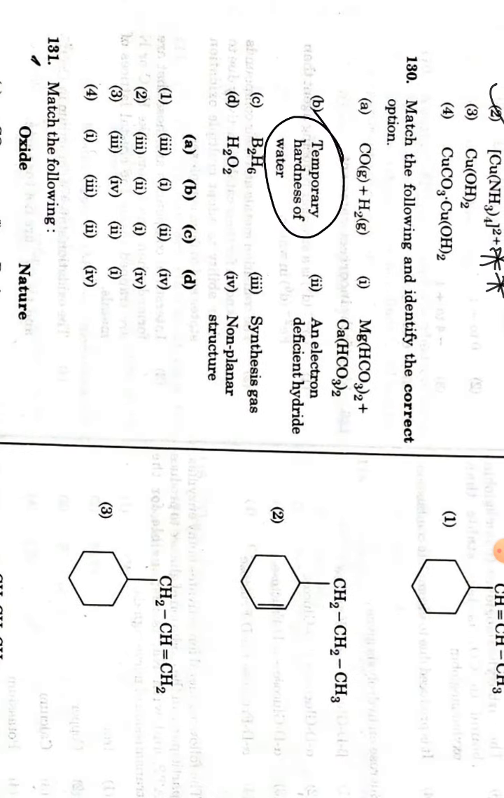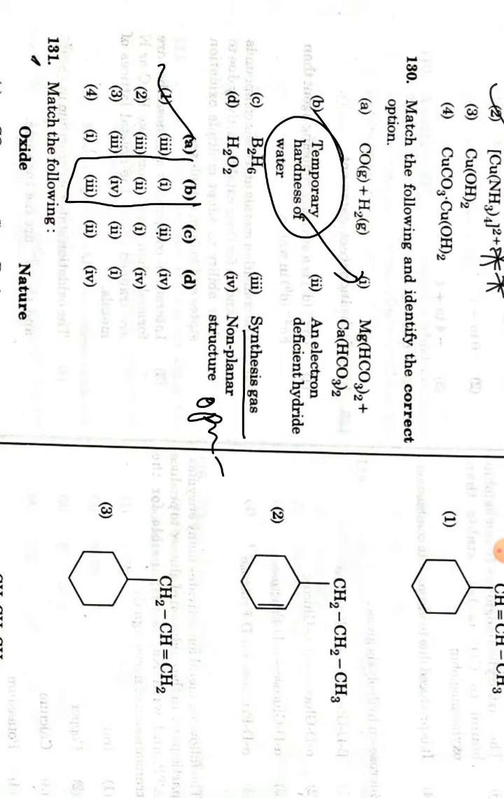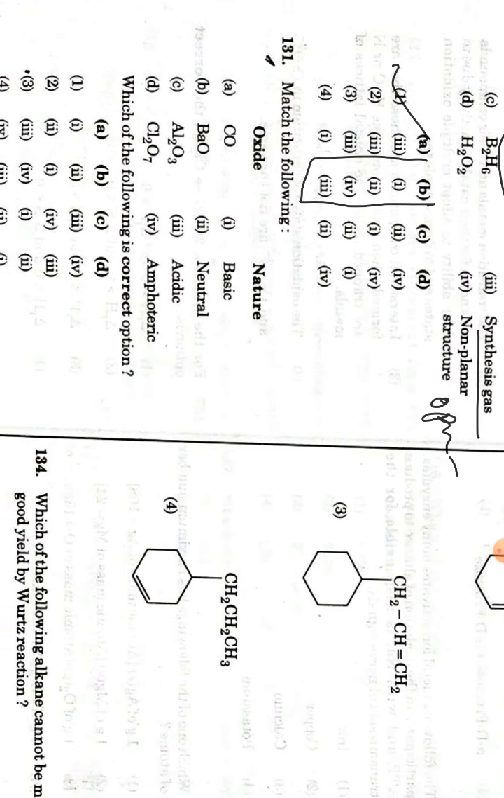If you know, temporary hardness is due to bicarbonates of magnesium and calcium. So B is 1 in these options. If you check B, the option is only 1, so please try to cross check. 1 is 3, synthetic gas, exactly correct. B is 1 correct. B2H6 is electron deficient, correct. H2O2 is non-planar and it is an open book structure, right? Now coming to CO, this is neutral. The code for neutral oxides I have already given.